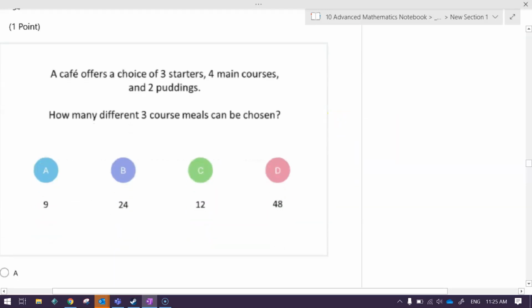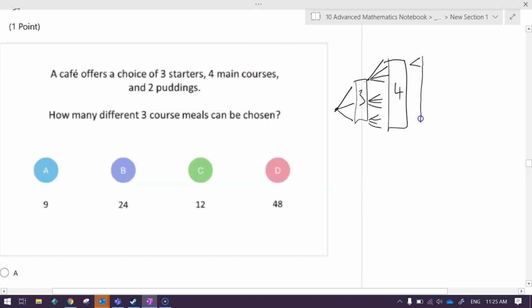Cafe offers 3 starters, 4 mains and 2 puddings. How many different choices could be made? This is a great chance for your tree diagram. How many choices have I got here? 3. For each of those choices, regardless of which choice they make, they could choose any of the main courses. So for each of those 3, I then have 4 choices.